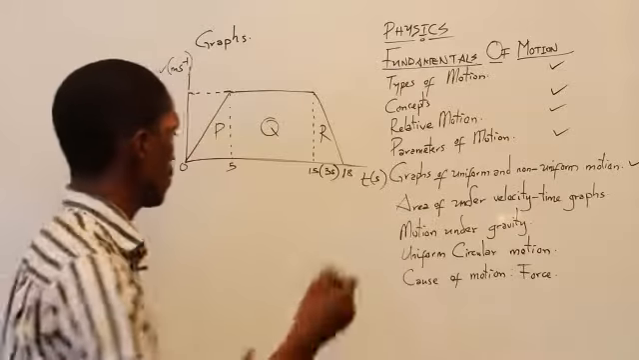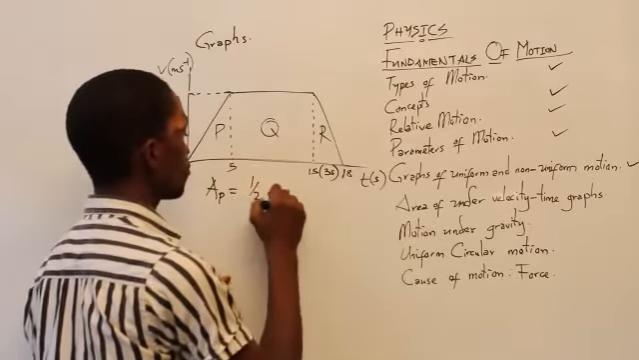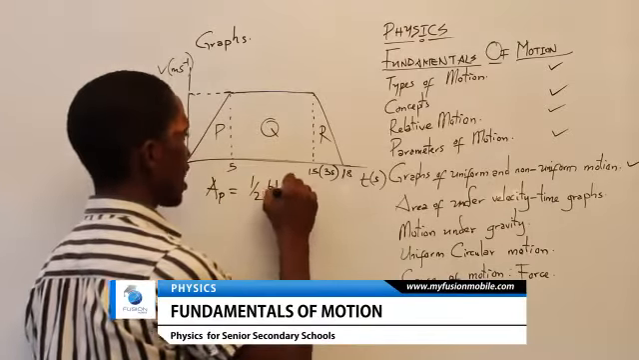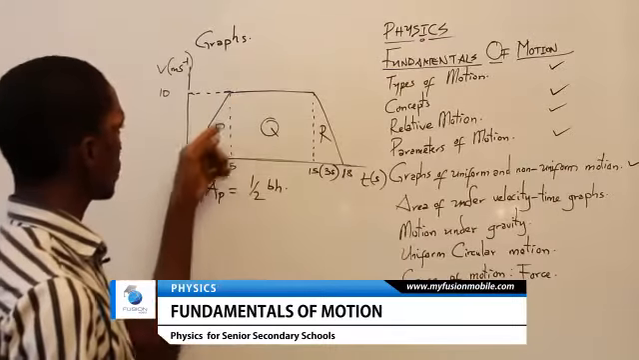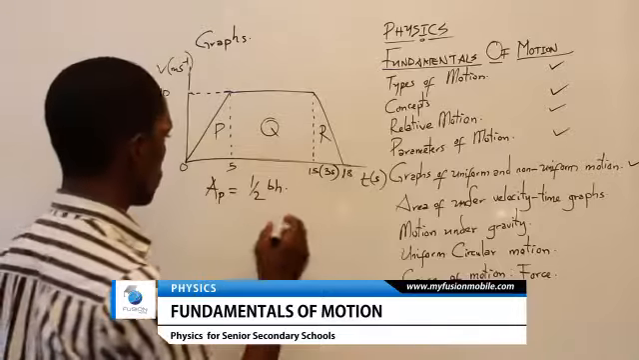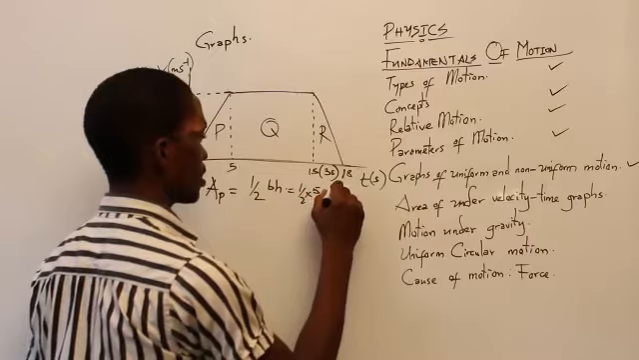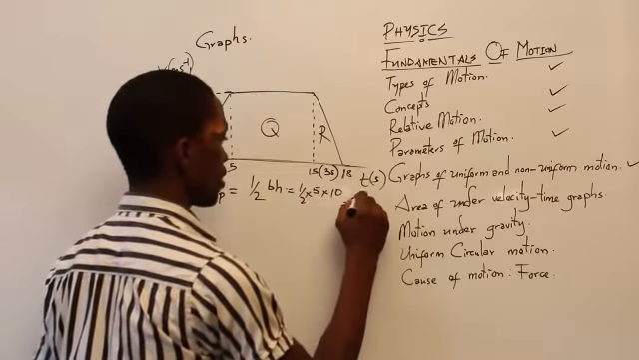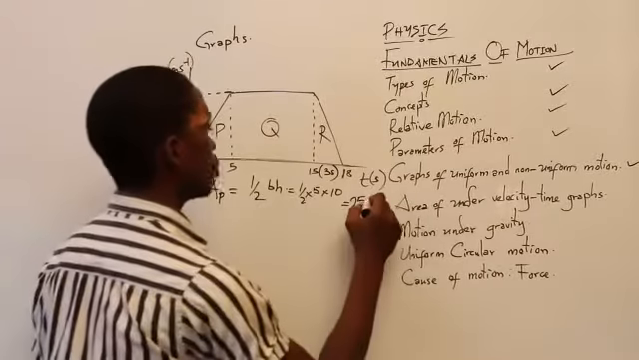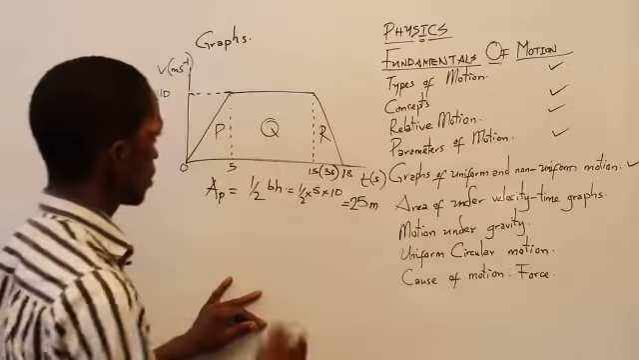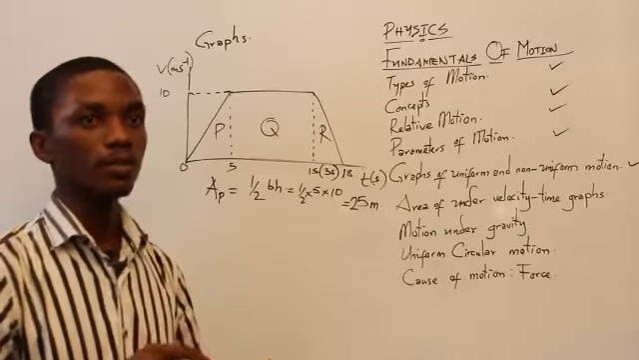That is, for the triangle, the area of P would be calculated using half base times height. In this case, my base is 5, my height is 10 as given. So I have half multiplied by 5 times 10, which would give me 25. Of course, when you insert the values involved, you have your 25 in meters, because this is meters per second and this is in seconds. The seconds will cancel out the per second.